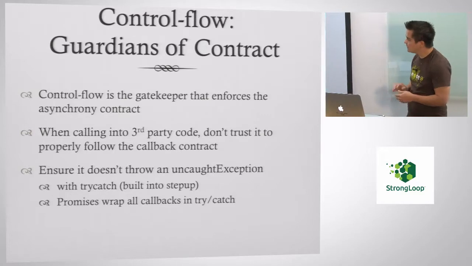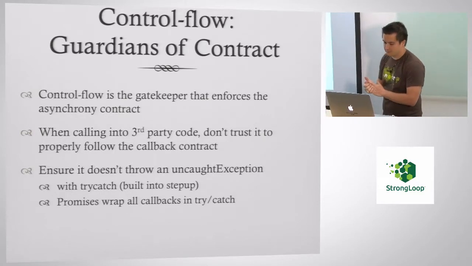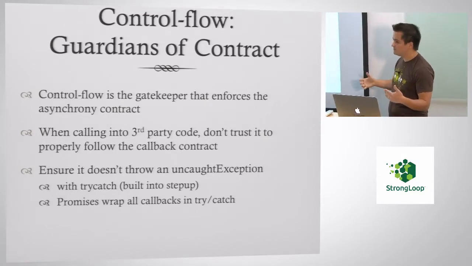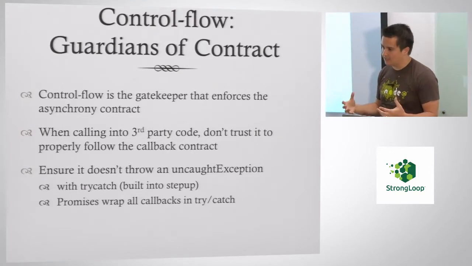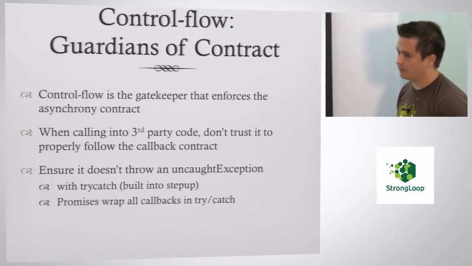So I'm getting closer to the end. I'm going to try and run through these last few real quick. But essentially, I always recommend people think of control flow libraries as the guardians of the contracts, as the gatekeepers between your first-party code and your third-party code.